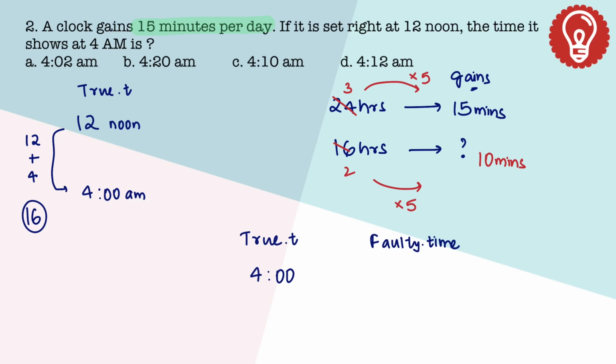Now, if the true time is 4 a.m., because the clock is gaining, it will be fast. So it will show more time. How much more? 10 minutes more, because it gained 10 minutes. So instead of showing 4 o'clock, the faulty clock shows 4:10. Option C is the right answer.